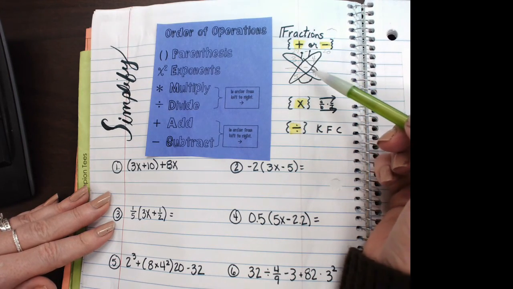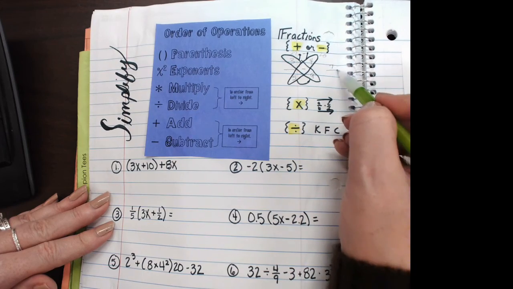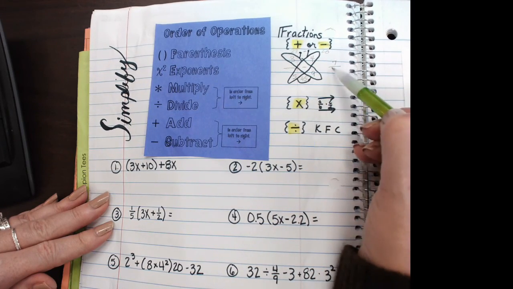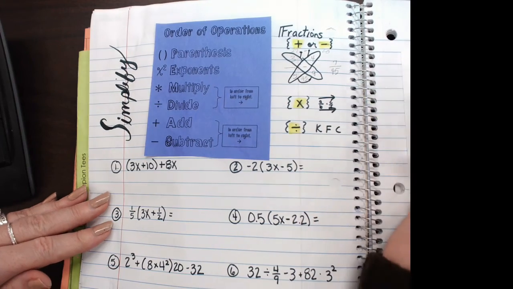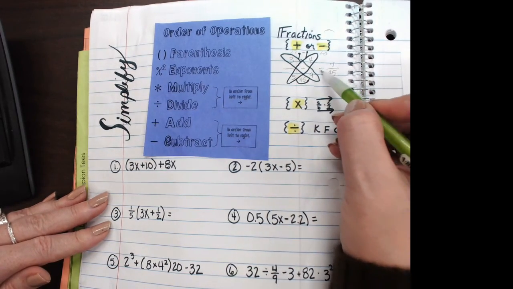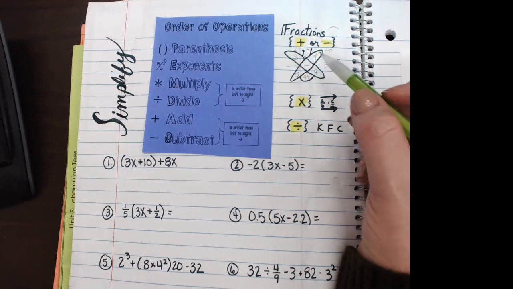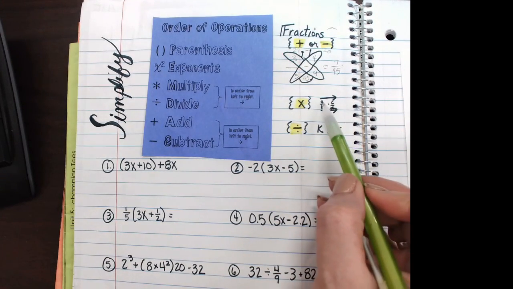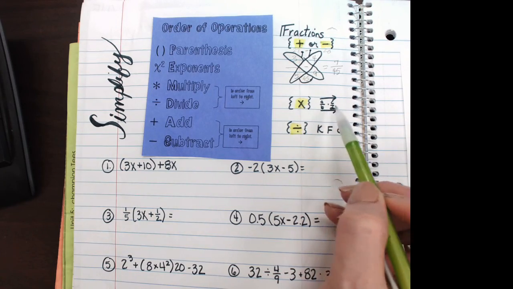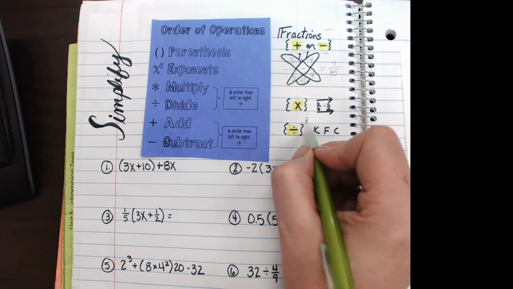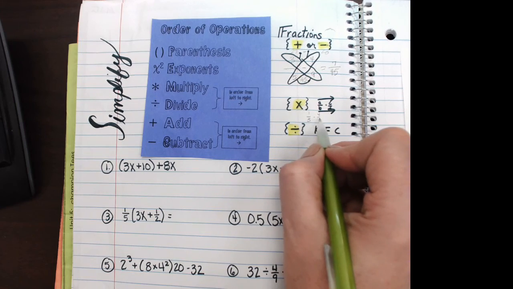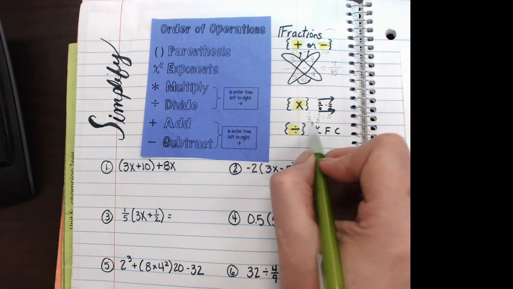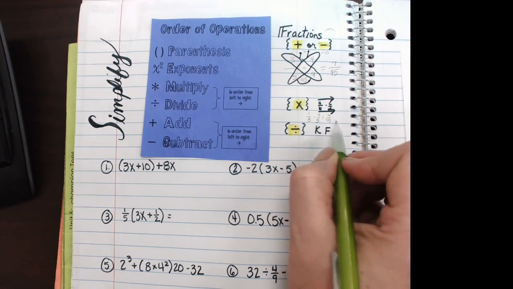So 27 minus 20 is 7, and then 5 times 9 is 45. So your answer is 7/45. That is how you work with fractions when adding or subtracting. With multiplying, that is very simple. You multiply straight across the top and straight across the bottom. So 1/3 times 4/5 would be 1 times 4 is 4, and 3 times 5 is 15.